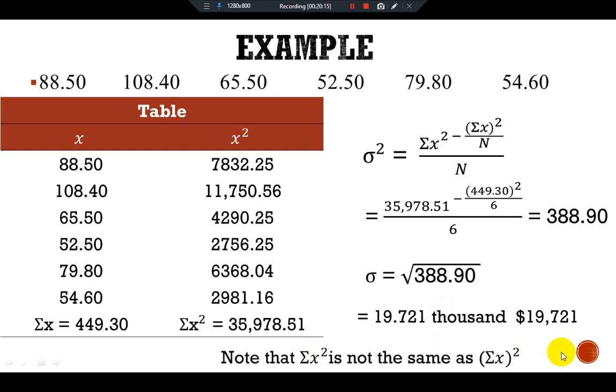Okay, let me give you some other notations about population parameters. But before going to the next slide, let me highlight that summation x square is not the same as summation x whole square, because the value of summation x square is obtained by squaring each value, and the other by squaring the total. So these two terms are not alike.